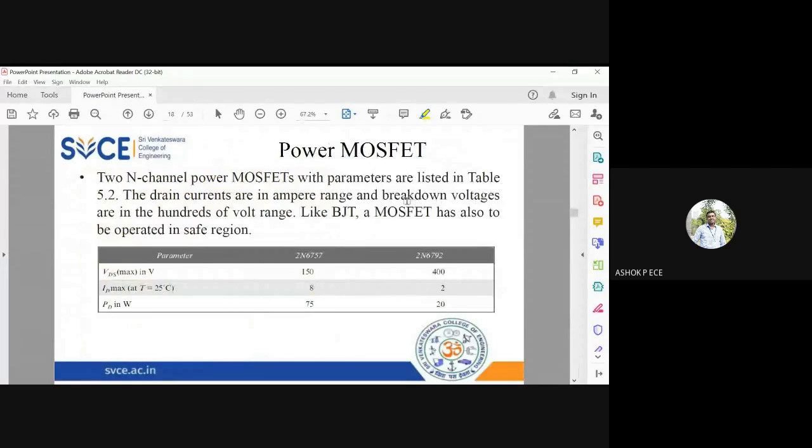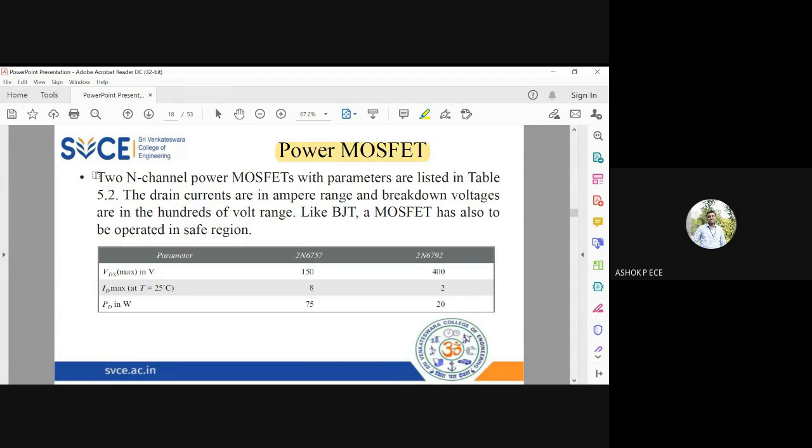Okay, so next one is power MOSFET. As we know, transistors have several drawbacks, like the temperature dependence on collector current and other things. You generally don't use BJTs unless it is very much required. You go for MOSFETs. Power MOSFET is the same as power BJT, except that the power delivered by the MOSFET is going to be in the order of amperes.